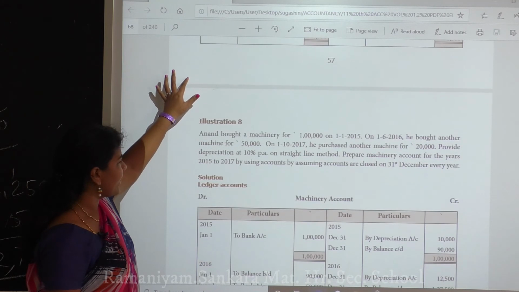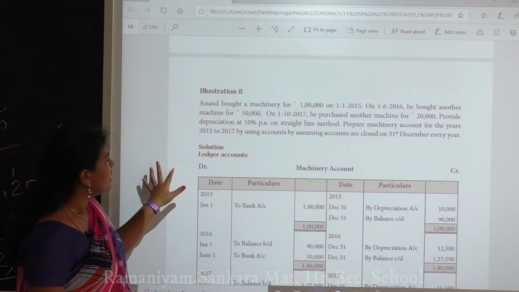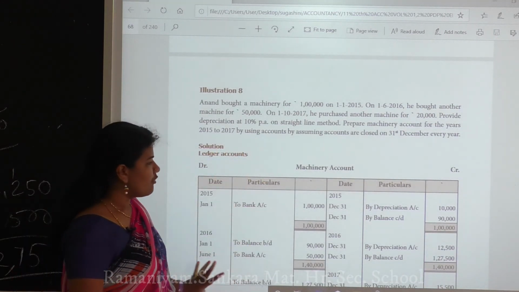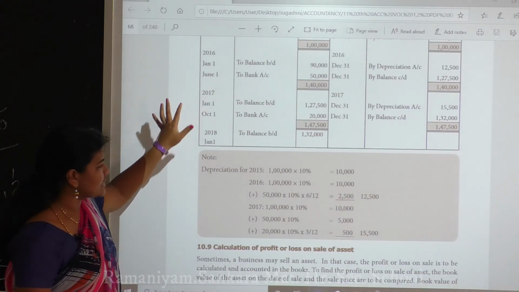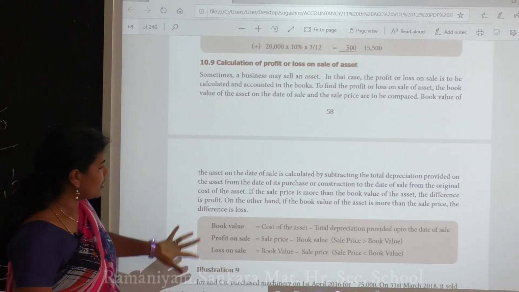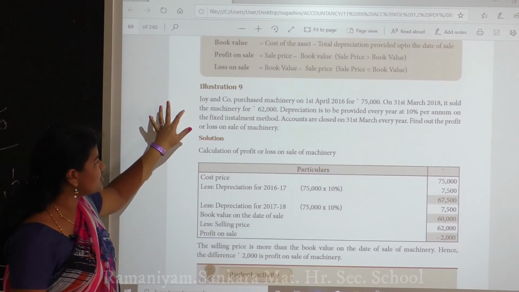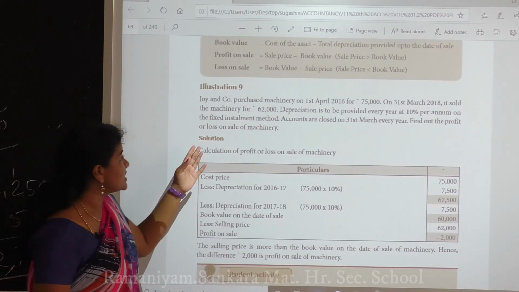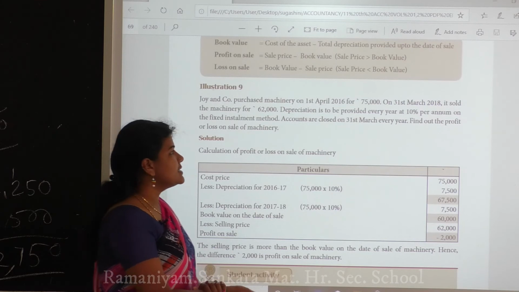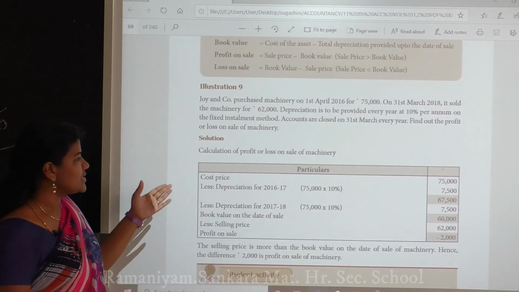Move on to the 8th illustration. This is the per annum straight line method. Whichever method I taught you, the same method you have to take and do. Next is illustration 9. This is the fixed installment method, which is also a straight line method.